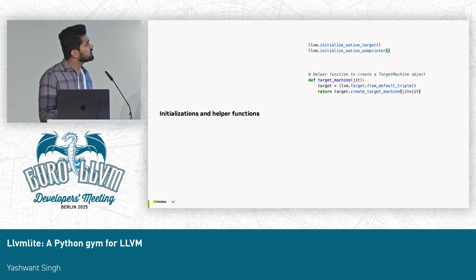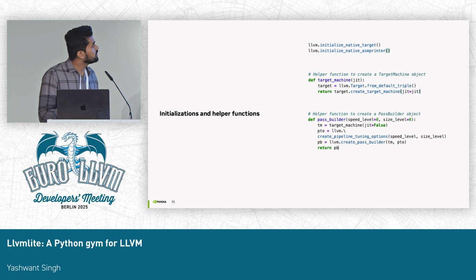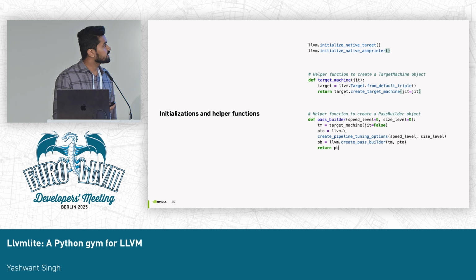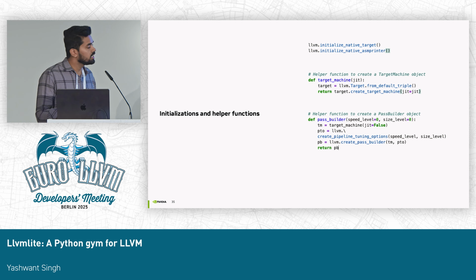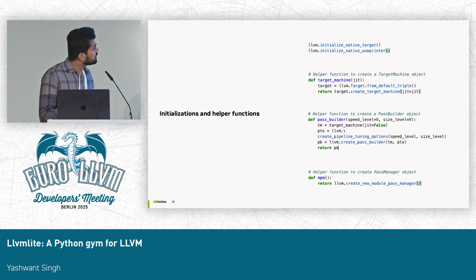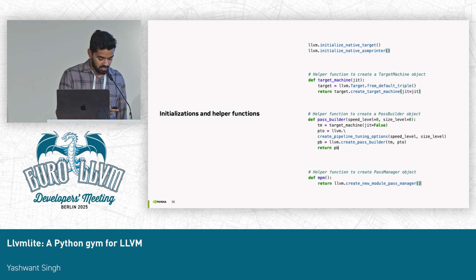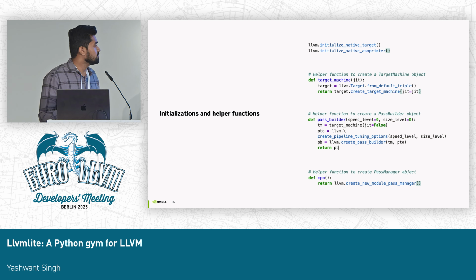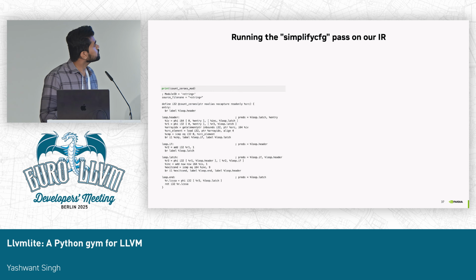We'll define some helper functions. This target machine function will create a target machine object for the machine you are working on. Again, pass builder. Pass builder is a class in LLVM which is responsible for managing the analysis and the optimization passes under the new pass manager infrastructure. This is just a Python wrapper over that C++ class. Then we have an npm function that will return an empty module pass manager object. We'll use it to run individual passes on an LLVM IR module.